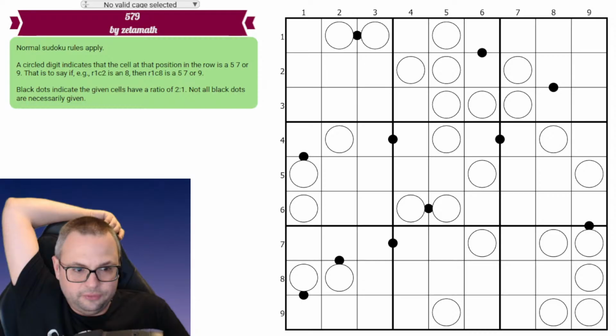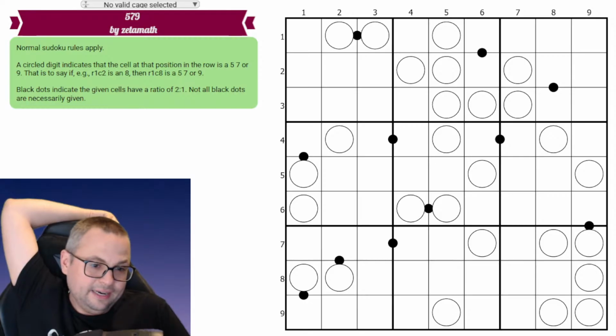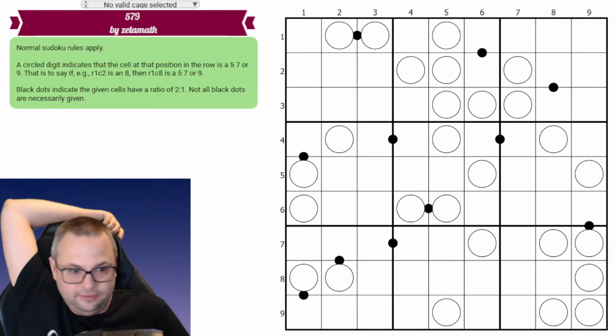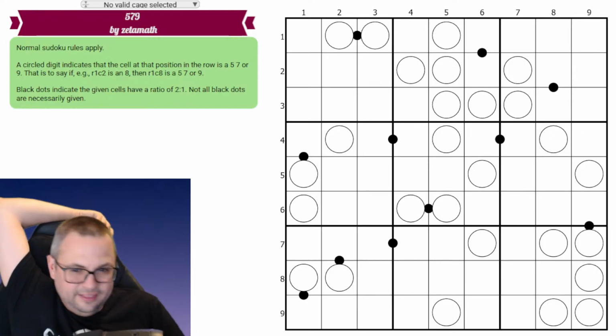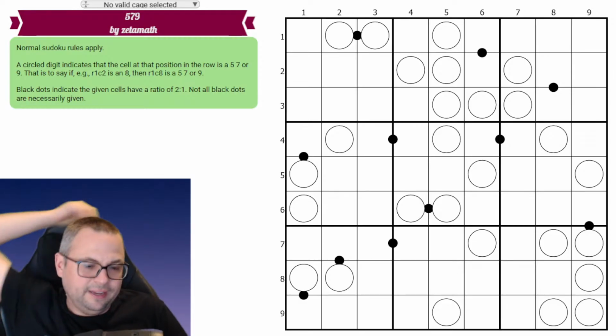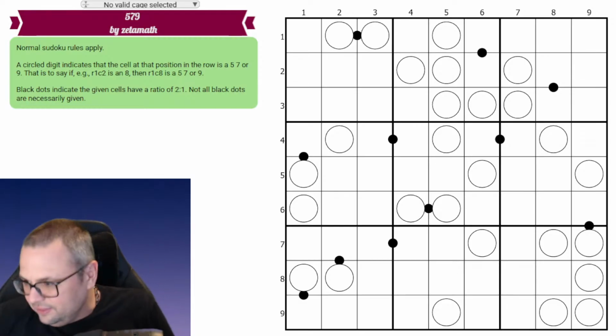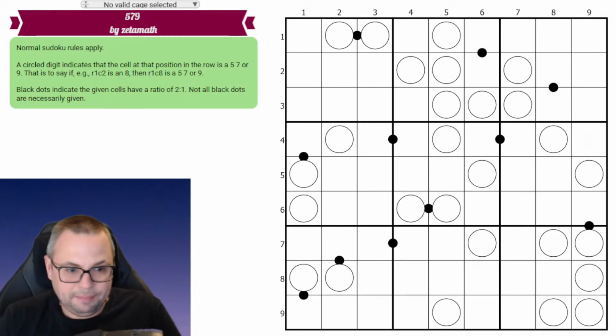So let's read the rules. So, assuredly, that is not intentional, Nordy. That is because this dates back to significantly before Sudoku pad, I think, is what's happening.